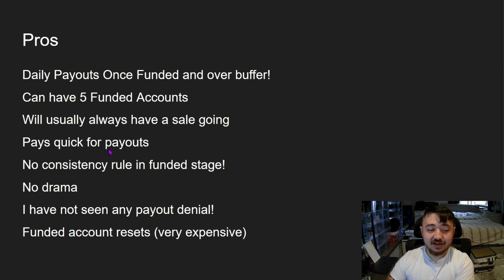Pays quick for payouts. They have to approve it and pay it out. They do it very quick, definitely within like a couple hours. Depends on when you do it, but usually a couple hours, no longer than a day, usually 1 business day.